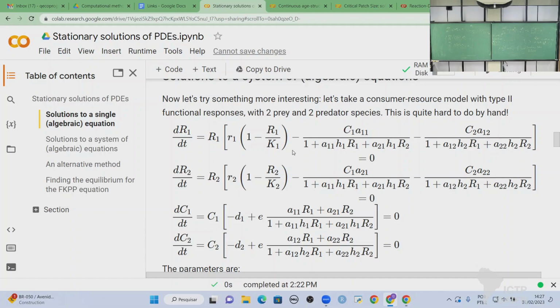Of course, there are some solutions that are easy. If all of them are 0, this is a fixed point. We don't even have to check. If I don't have the consumers, C1 and C2 are both 0, then all of these terms here are 0, and I only have two logistic equations. So I have a solution with only R1 equal to K1, only R2 equal to K2, or with both of them at their carrying capacities K1 and K2, and no consumers.